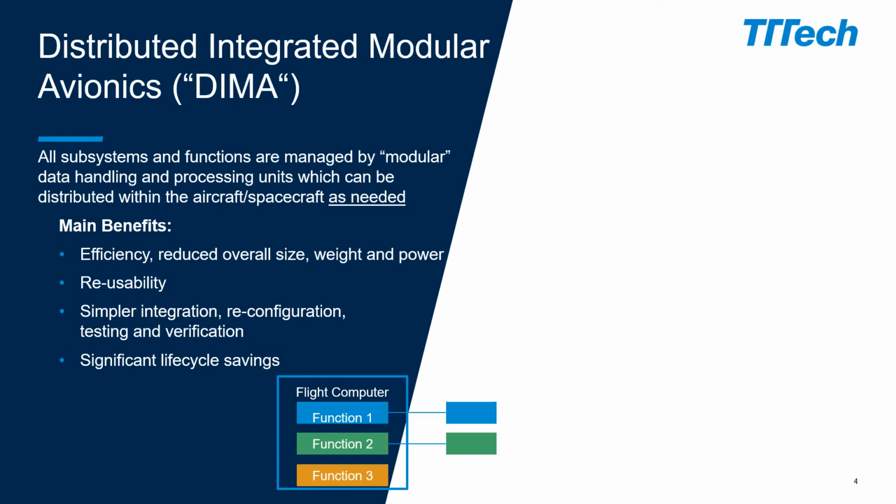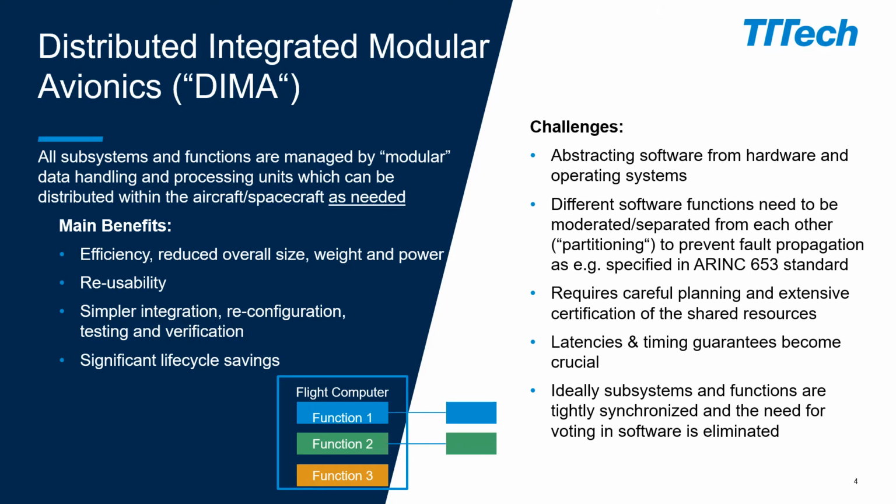Well, if it was that nice, why don't we see DIMA more often in more projects? Well, it comes with its own specific challenges. First of all, software needs to be abstracted from hardware and operating systems. And then the different software functions need to be moderated, separated from each other to prevent fault propagation, for example, as specified, for example, in the ARINC 653 standard. This all requires careful planning and extensive certification of shared resources, like memories or the communication network.